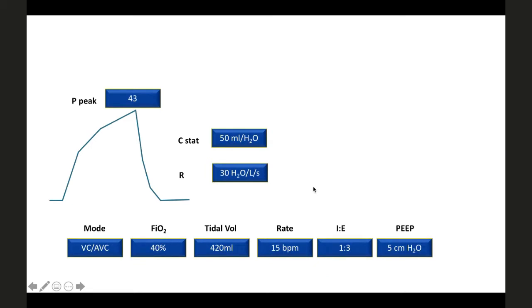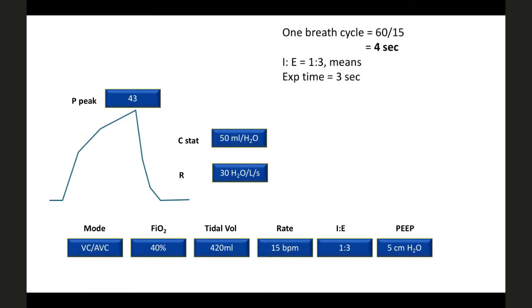Yesterday, I mentioned the time constant. For adequate exhalation, you give at least 3 time constants' duration for exhalation. Let's see whether our settings are okay with that concept. Here I have set a rate of 15 breaths per minute. That means one breath cycle is 4 seconds. I:E ratio 1:3 means expiratory time is 3 seconds.